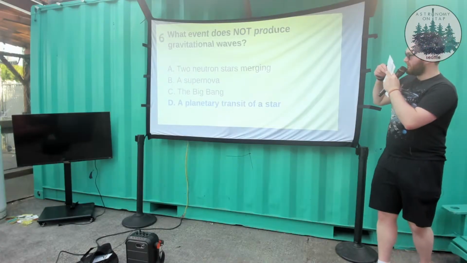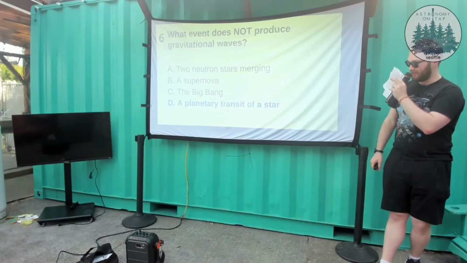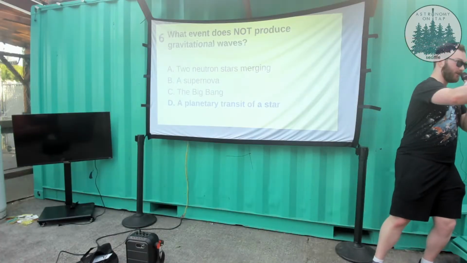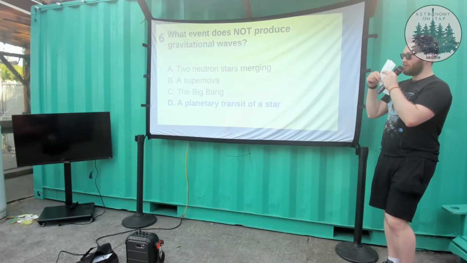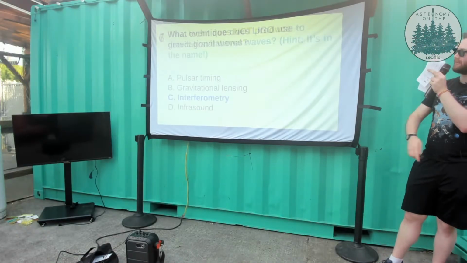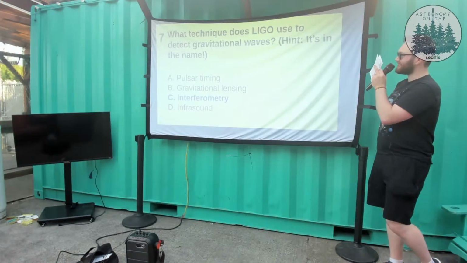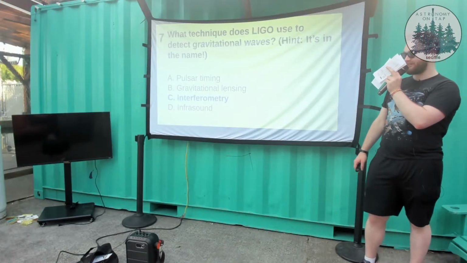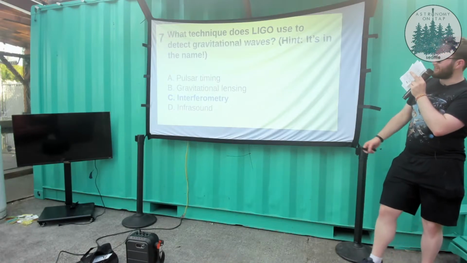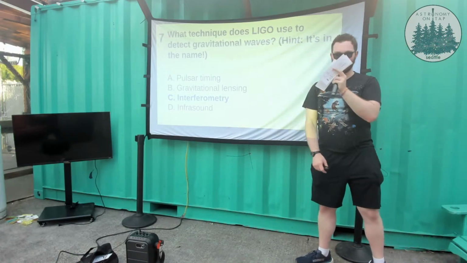Question 6. What event does not produce gravitational waves? This is a planetary transit of a star, just a planet going in front of a star from our perspective. No gravitational waves. All the other ones do, because they're really big events. Question 7. What technique does LIGO use to detect gravitational waves? This is interferometry. And the I in LIGO stands for interferometry.